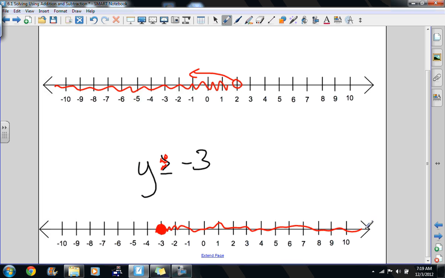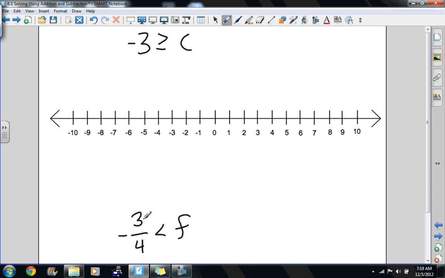Okay, and that's honestly how I talk myself through these. I ask myself, which is bigger, the -3 or the y? If the y is bigger, then I shade to the right. If the -3 is bigger, then I shade to the left. Okay, I'd like you to try these two on your own.